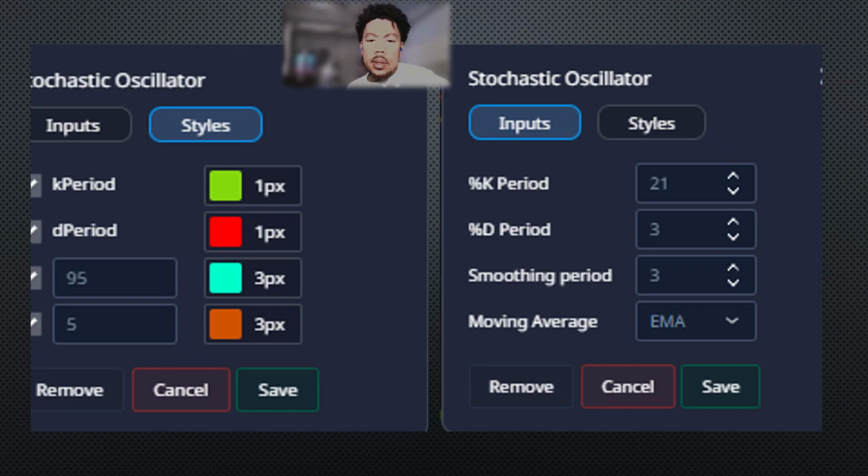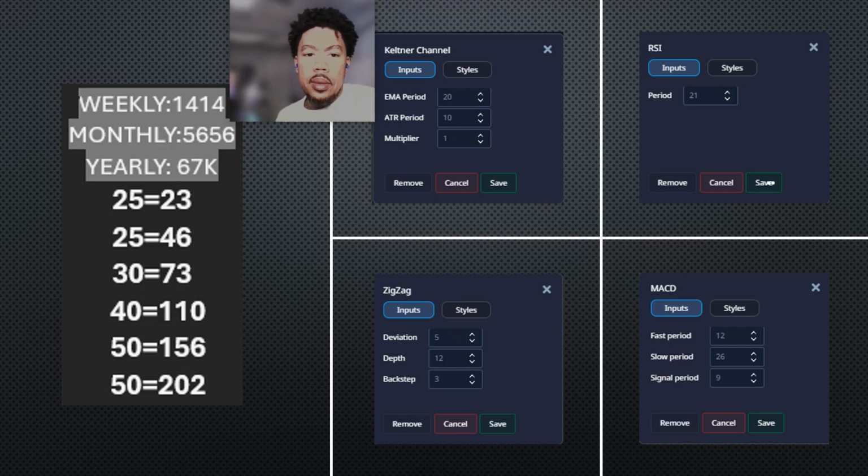So the oscillator, I think I was doing 95.5. I'll show you guys 95.5. Now you probably want to do the one pixel for the periods there because you want to be able to see that cross. You'll see what I'm talking about when we get to it. But this is a setup. Just as a reminder, use the EMA, not SMA. And then Keltner channel, RSI, zigzag, MACD. Some of these are defaults. Like I said, this is my total setup.